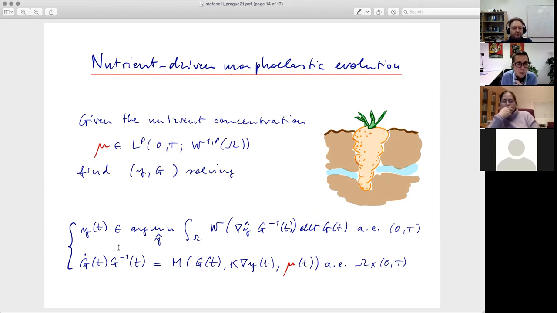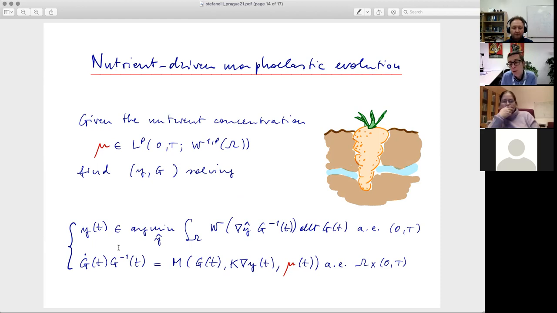So I give you this nutrient, this mu, this red mu, and the problem is exactly as before. So the Y is going to be almost everywhere minimizing the elastic energy, given G, and the G follows this ODE where you have an extra entrance here for this red mu. This is the concentration of the nutrient once again. So you see this problem, it's just a version of the previous one where this nonlinearity M is also depending on time and space in a sense.